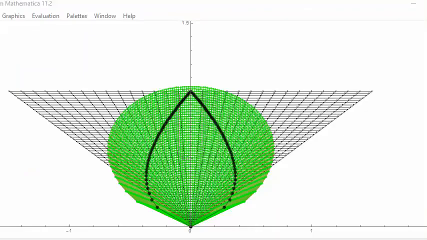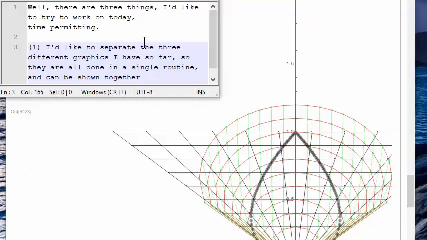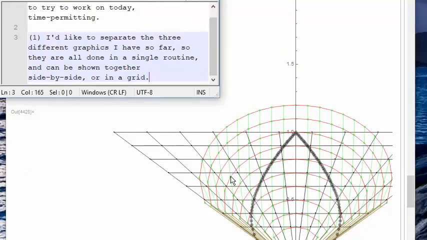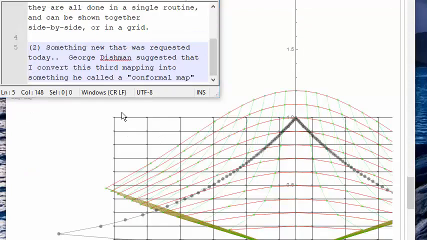What's next on my project? Well, there are three things I'd like to work on today, time permitting. One, I'd like to separate the three different graphics I've made so far, so they are all in a single routine and they can be shown together side by side or in a grid. Two, something new that was requested today.